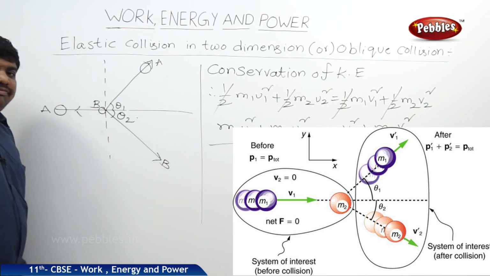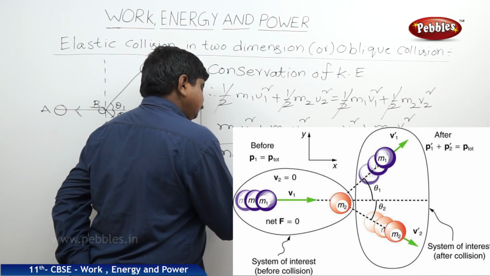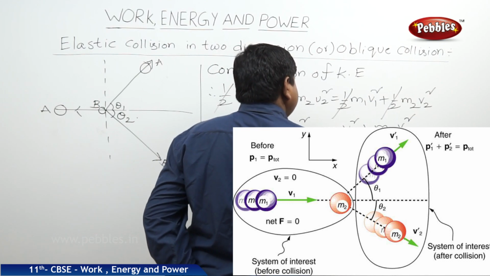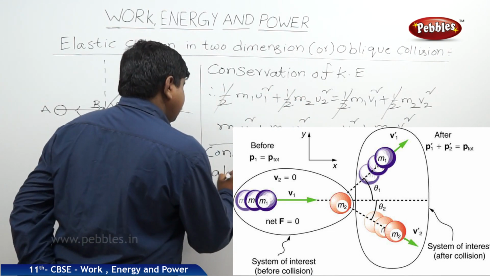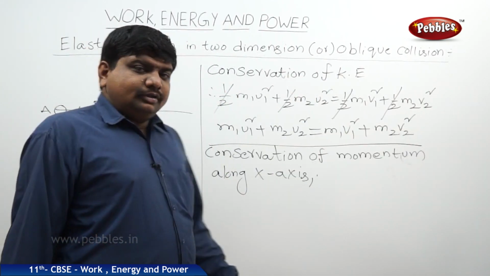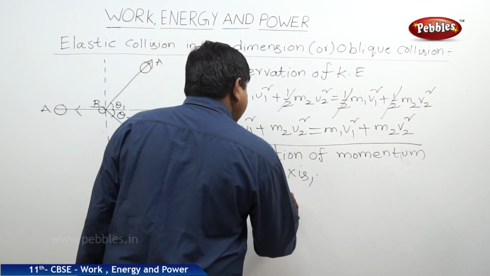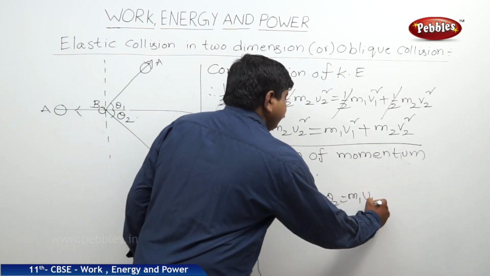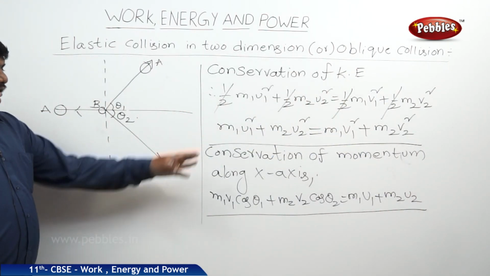Now we will see the conservation of momentum along the x and y axis. Conservation of momentum along the x-axis. So it will be m1 v1 cos theta 1 plus m2 v2 cos theta 2 is equal to m1 u1 plus m2 u2. This is along the x-axis.